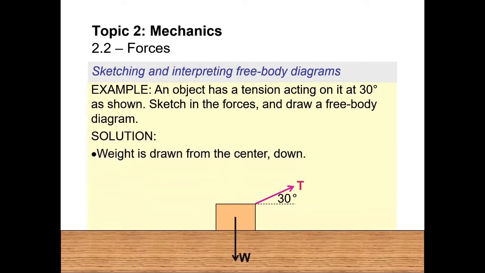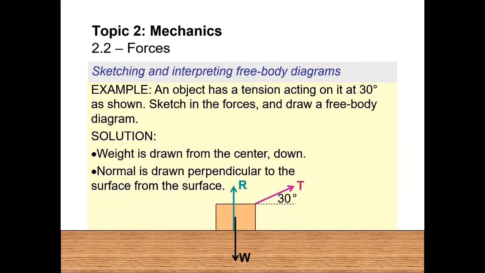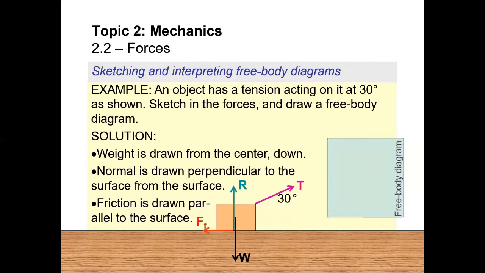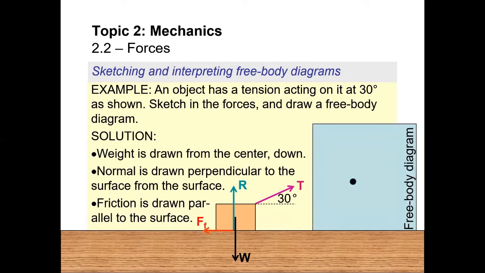Weight is drawn from the center down. Normal is drawn perpendicular to the surface, from the surface. Friction is drawn parallel to the surface. Free body diagram: weight is down, reaction is up. Friction opposes motion, and the tension is at 30 degrees to the horizontal.